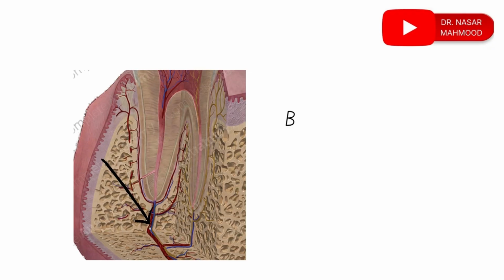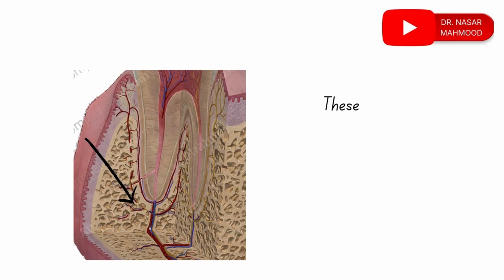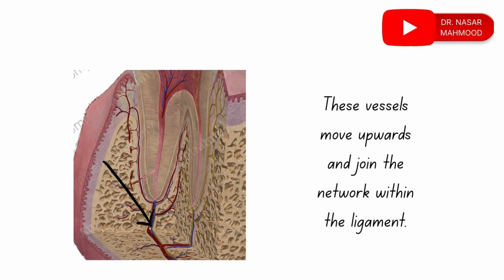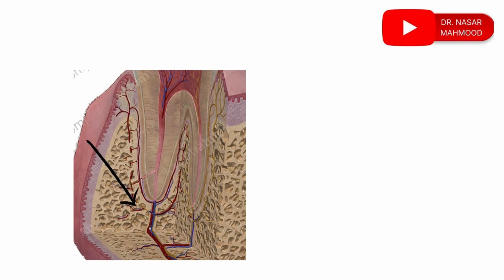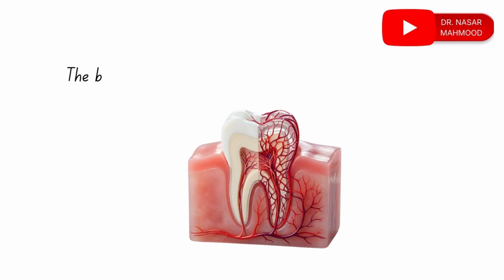Now look at the surrounding bone. Blood vessels come from the alveolar bone and enter the periodontal ligament through small openings. These vessels move upwards and join the network within the ligament. So instead of separate systems, think of one idea. The blood supply forms a linked connection around the tooth.